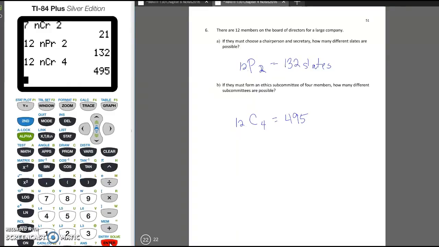So just remember, with permutation, the order matters, or you're giving a ranking. With combination, you're just picking a group. The order doesn't matter.